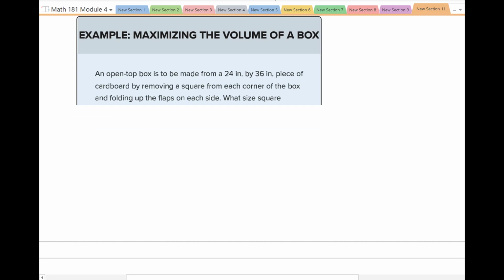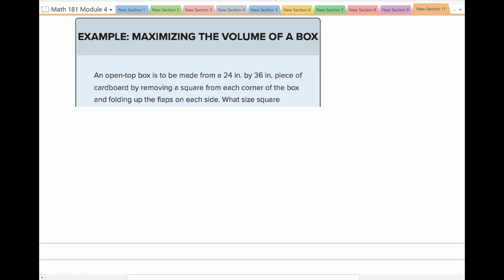Okay, so now we're going to do another problem. An open-top box is to be made from a 24-inch by 36-inch piece of cardboard.